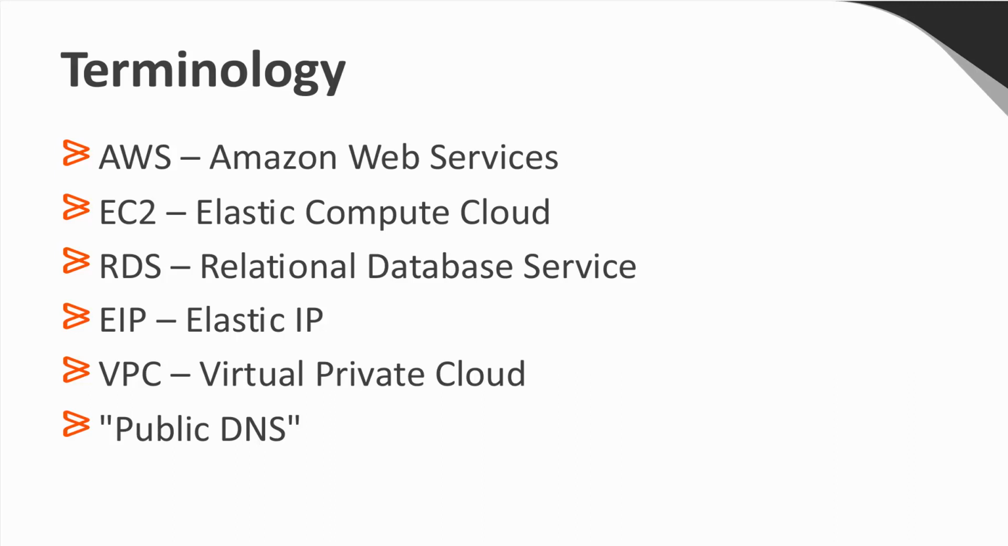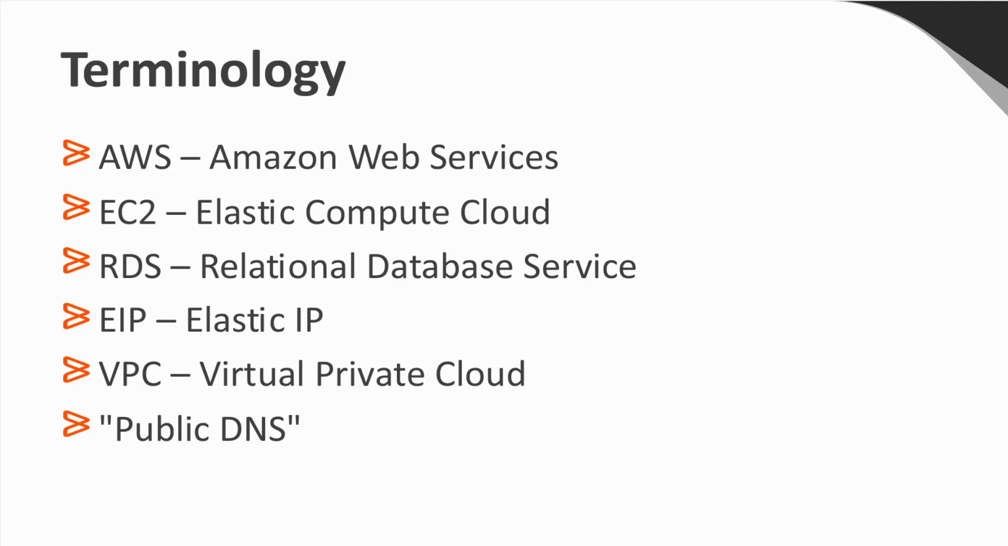RDS is the Relational Database Service. It's going to be the provisioned databases. Currently, I think there are 6 different vendors, and we're supporting 3 of those. Elastic IP, or EIP, is a service which allows you to associate a static public IP to an EC2 instance so that you don't have to worry about the public address changing.